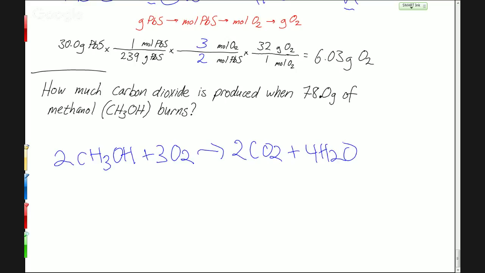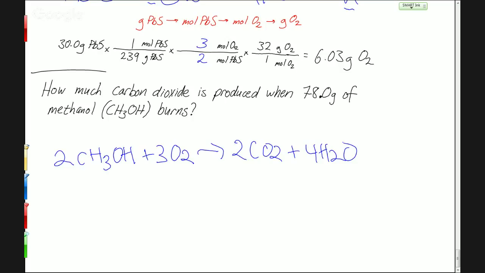What do you think? Is it balanced? I think so. Let's check it. We got 2 carbons on the left, 2 on the right. 8 hydrogen on the left, and 8 on the right. And then for oxygen, we've got 2 and 6 is 8, and then 4 and 4 is 8. So 8 equals that one.